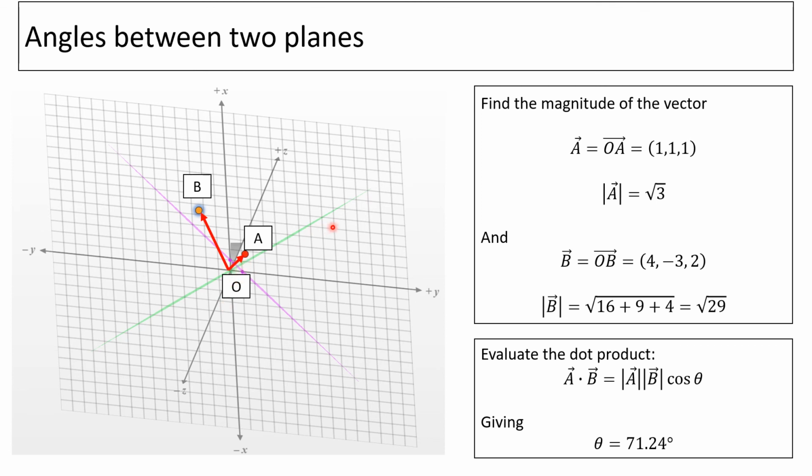So that's what we need to do in order to find the angle between two planes. Let us recap the steps. First, we find the point which is directly perpendicular on top of the plane. So we have two points, and then we find the magnitude of the vectors. And after that, the last step, we use the values to evaluate the dot product.